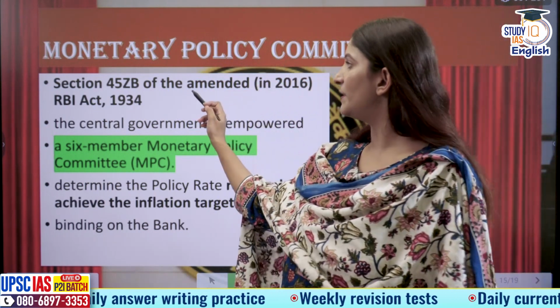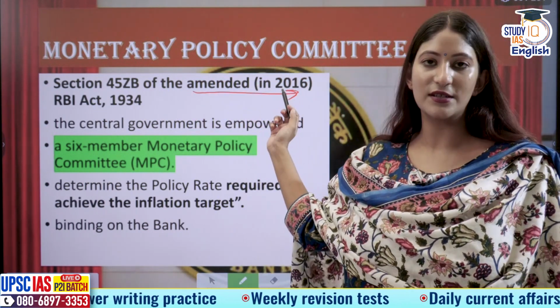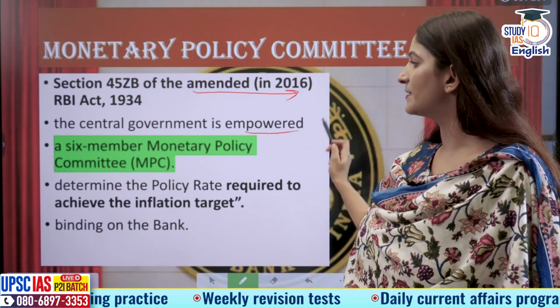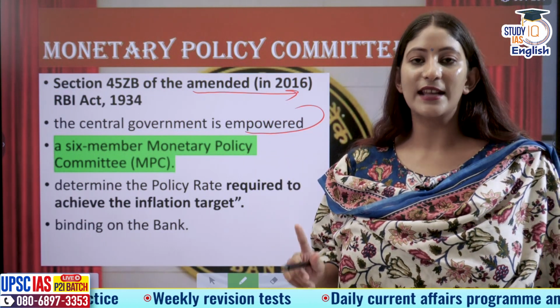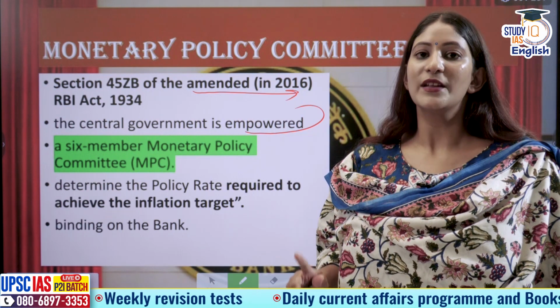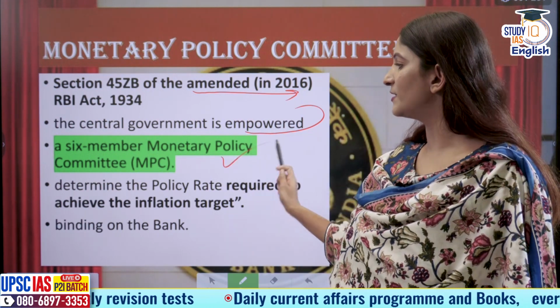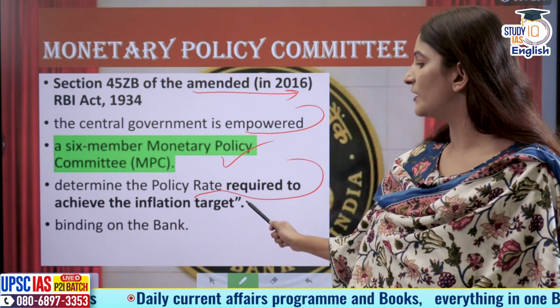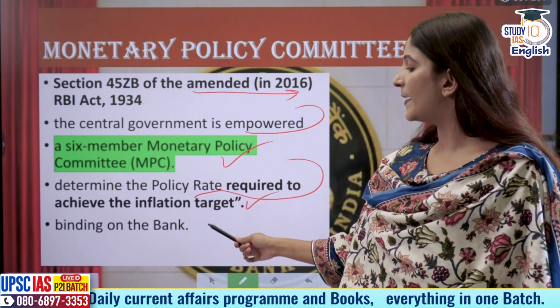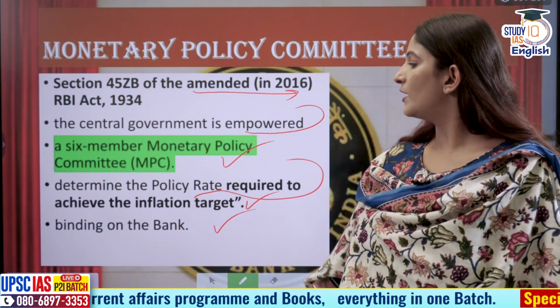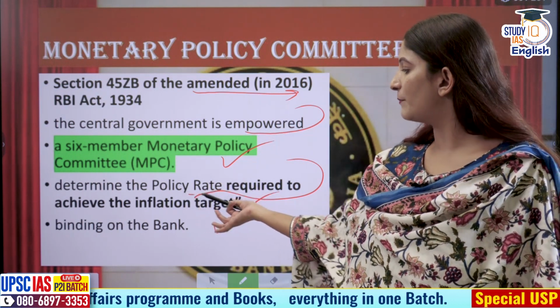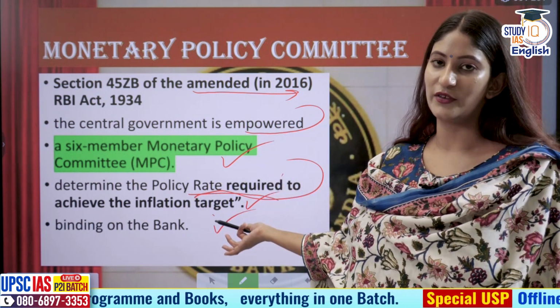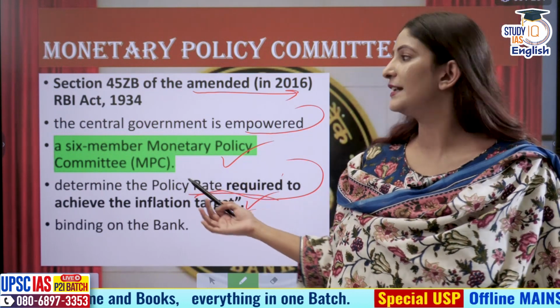Under Section 45ZB of the amended RBI Act that was done in 2016, the central government is empowered to build a six-member monetary policy committee, and that is to determine the policy rate required to achieve the inflation target, which is binding on the bank. Okay. Also keep in mind, we have to determine the policy rate that is required to achieve the inflation rate. So it can change according to the need of the hour.